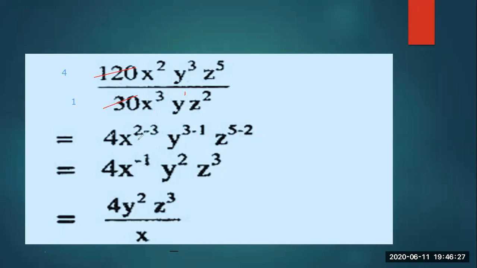4x raised to the power minus 1, since 2 minus 3 is minus 1. y: 3 minus 1 is 2. z: 5 minus 2 is 3. So the answer is 4x raised to the power minus 1 y square z cube. The power of x is negative, so I'll write it in the denominator to make it positive. So it becomes 4y square z cube divided by x. This is how this question is simplified.